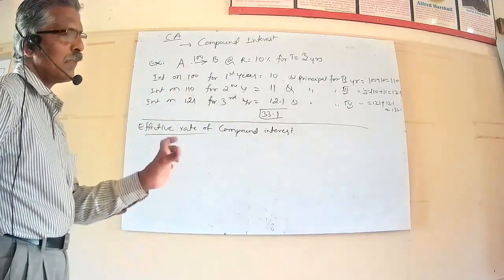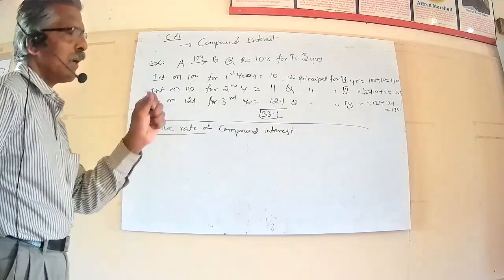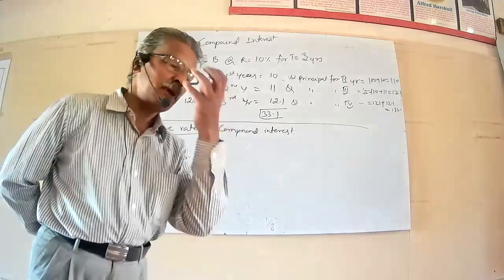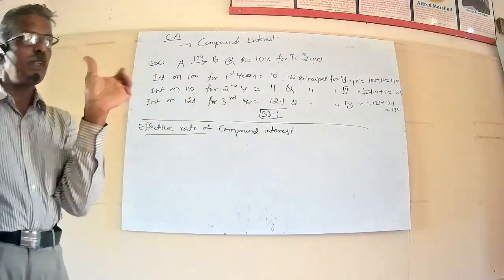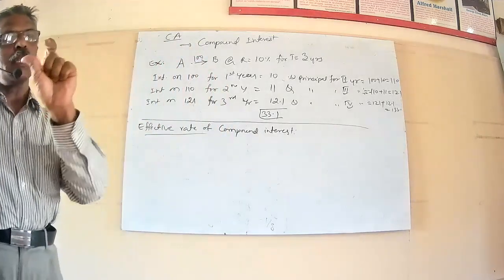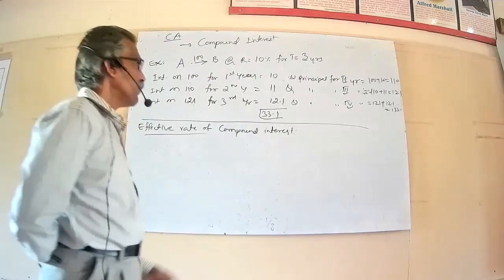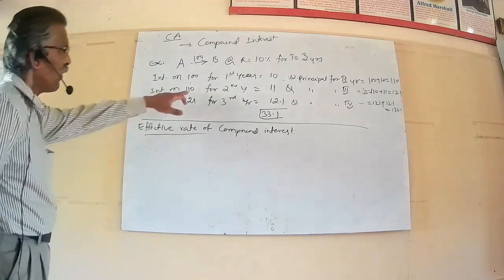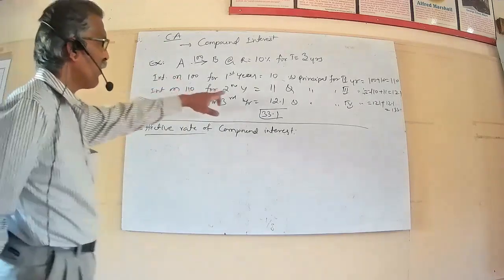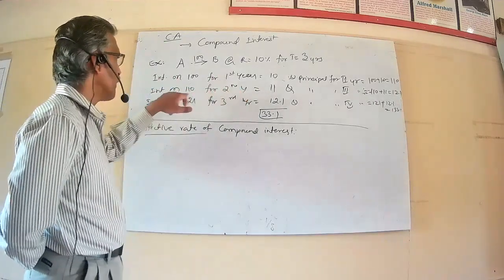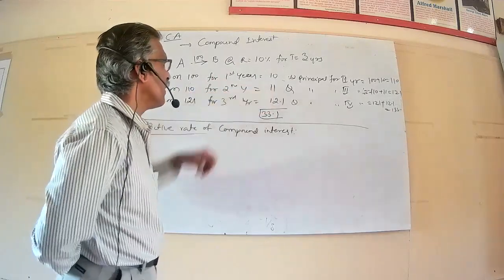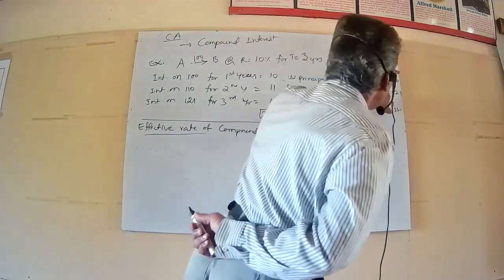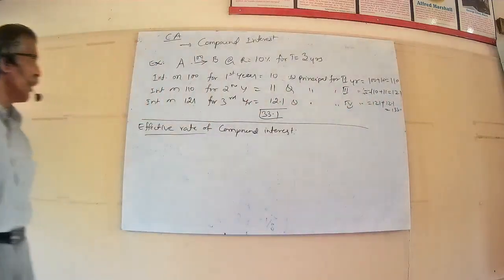This is actually the difference between simple interest and compound interest. In the previous year, it was asked in the semester exam, what is the difference between simple interest and compound interest? This is also one of the differences. So interest on 110 for the second year at the rate of 10% equals 11. This 11 rupees is added to 110. See, 110 plus 11 equal to 121.